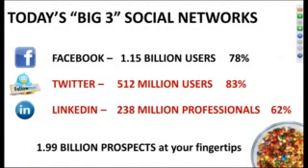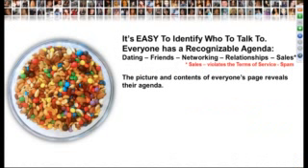Between Facebook, Twitter, and LinkedIn, you have access to almost 2 billion people, all as easy to identify as reaching into that bowl of candy and pulling out a green M&M. You see, it's easy to identify who to talk to because everyone has a recognizable agenda. The picture and the contents of their page tells you what that agenda is.